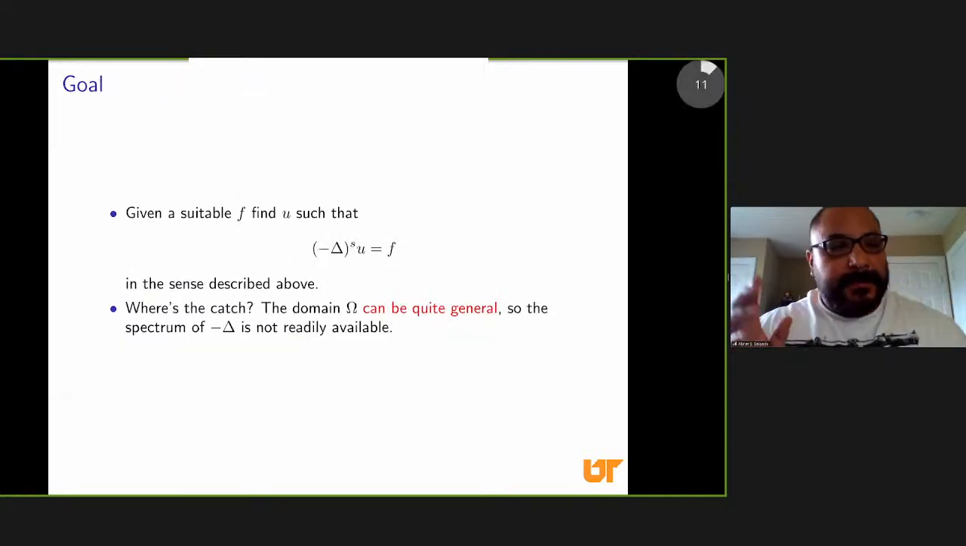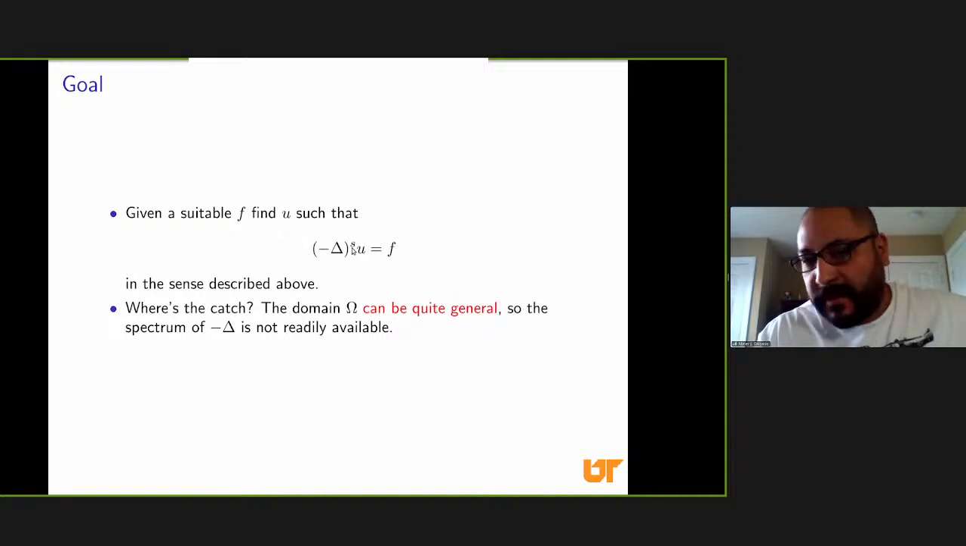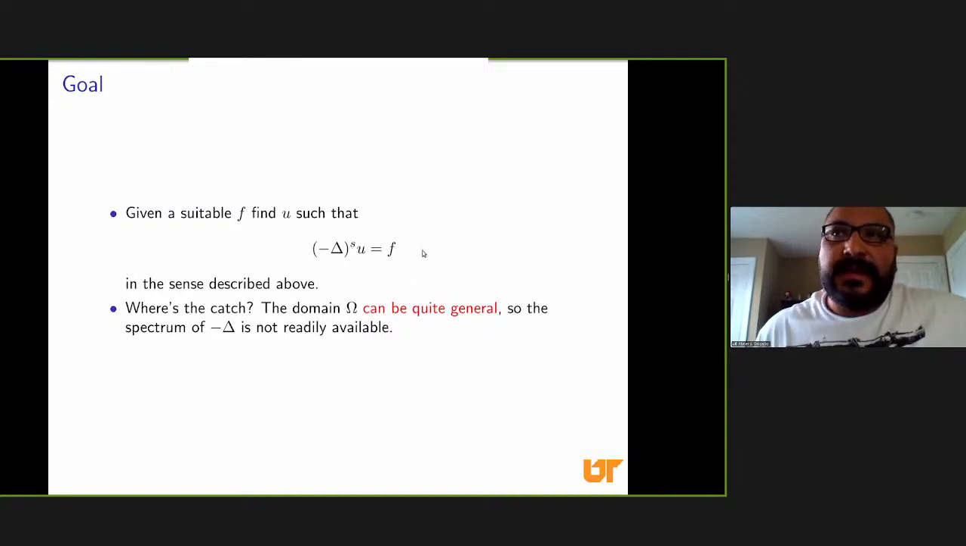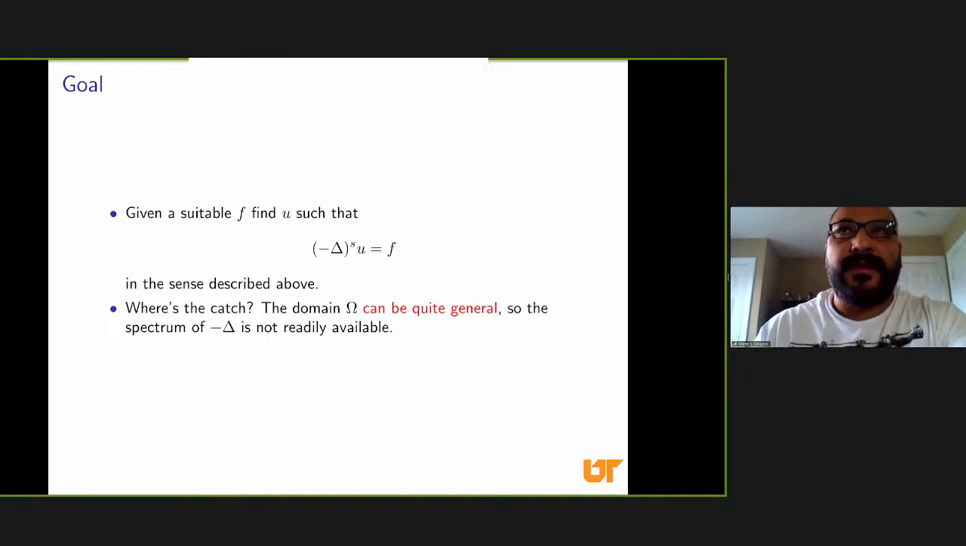Now, the goal of this talk is to see, let's say that I have a function f, a right-hand side, and I try to find a solution u to this problem: the fractional Laplacian, power s, which is between 0 and 1, applied to u equals f. In the sense that we described above, meaning in the sense of spectral theory. From the definition of spectral theory, there's an immediate thing that you want to try: find the eigenvalues and eigenfunctions of the Laplacian and do a sort of generalized Fourier decomposition.